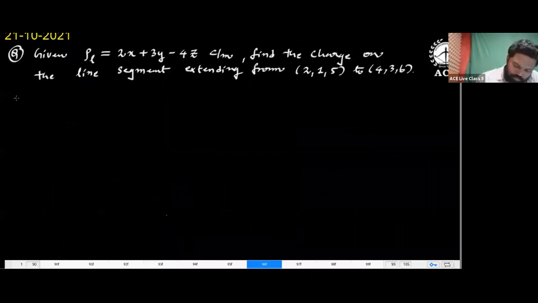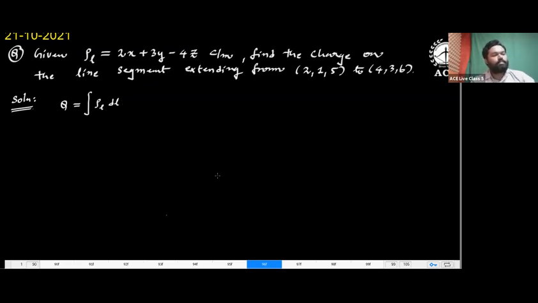So here is the solution. What is the line charge here? How do you find out the total charge from the line charge? Total charge is equal to the integral of rho L into dL. Yes or not? It is rho L into dL. But how do you find out this rho L? Here you need to find out the magnitude of the differential length.